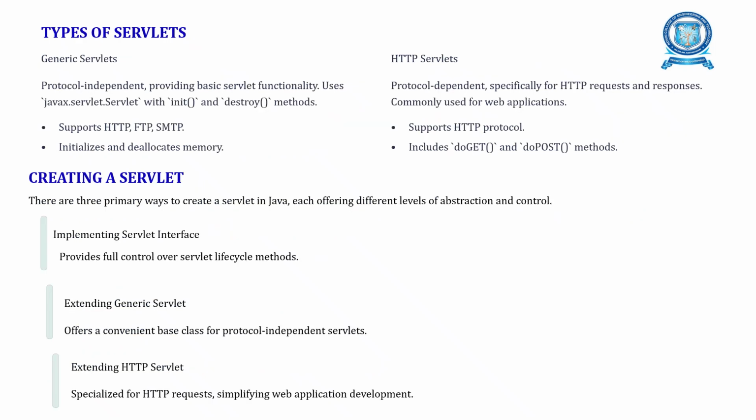Types of servlets. We have two types of servlet: generic servlet and HTTP servlet. Generic servlet is protocol independent and provides support for HTTP, FTP, and SMTP protocols. The class used is javax.servlet.Servlet. We have two main methods: the init method and the destroy method. The init method is for initialization and allocating memory to the servlet. The destroy method is to deallocate the servlet.